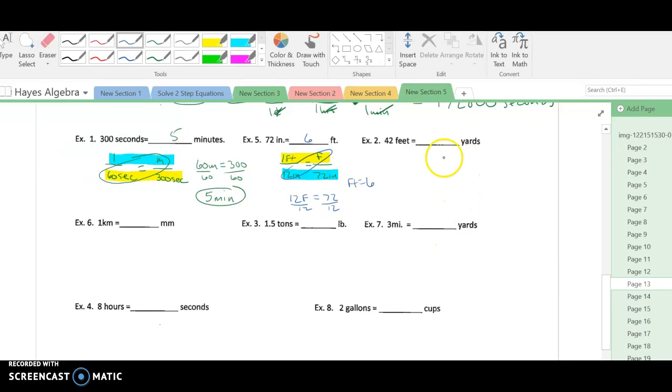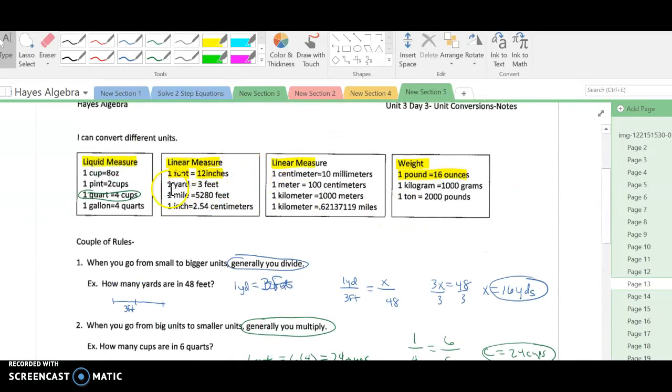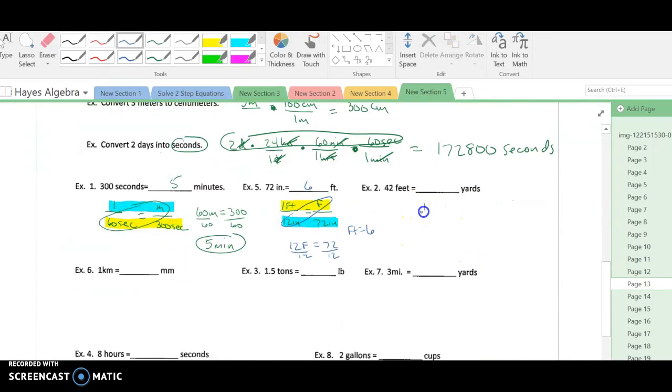42 feet is equal to how many yards? So remember, I go up here, I look for the conversion, feet to yards. 1 yard is equal to 3 feet. So 1 yard is equal to 3 feet. That should equal how many yards? I'm going to put Y for yards is equal to 42 feet.